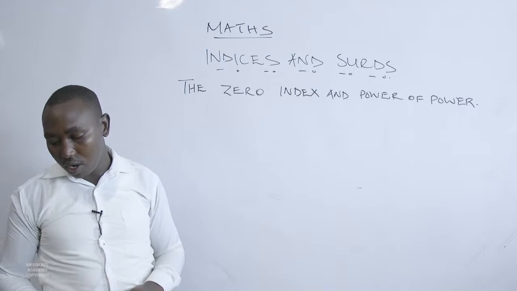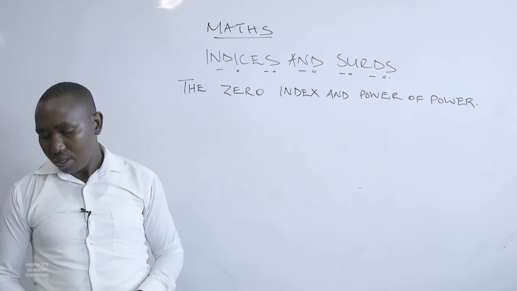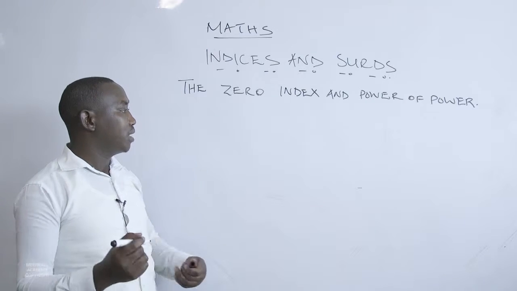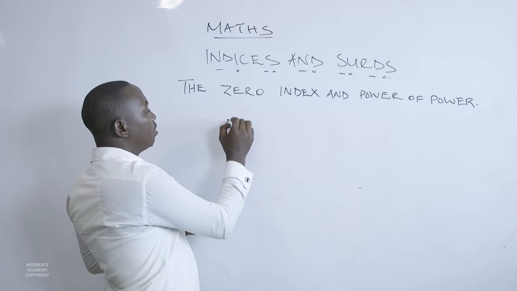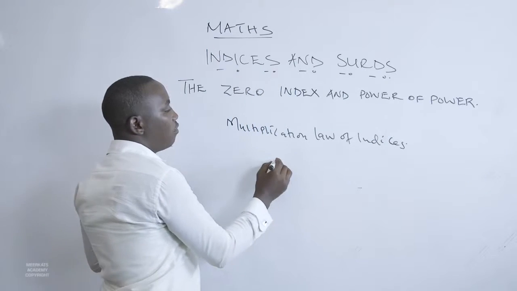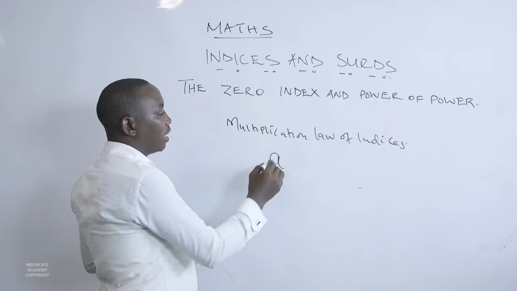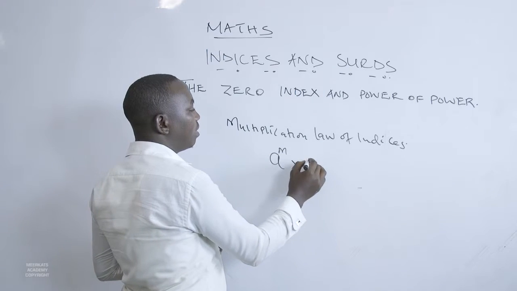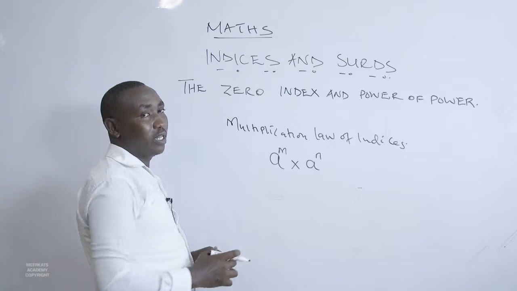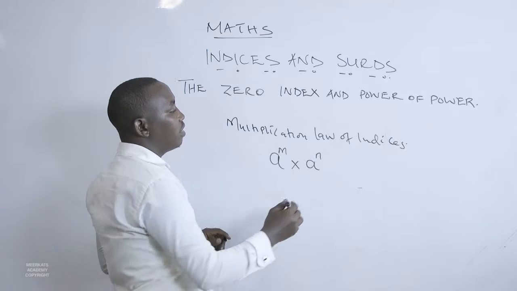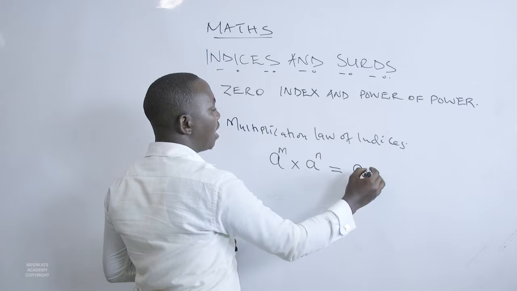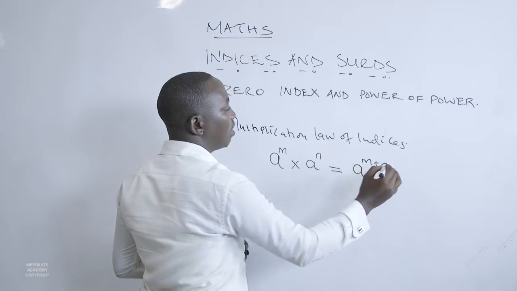if you can recall, we said that for the multiplication law of indices, when we have a raised to m multiplied by a raised to n, then given that the bases or the factors are the same, we are going to add the powers. So the resultant will be a raised to m plus n.